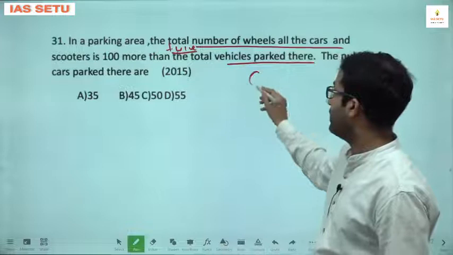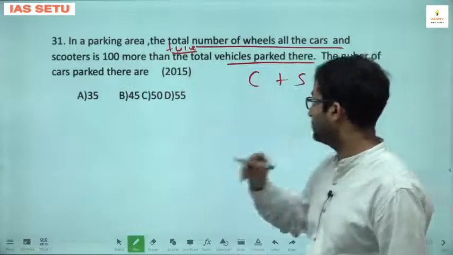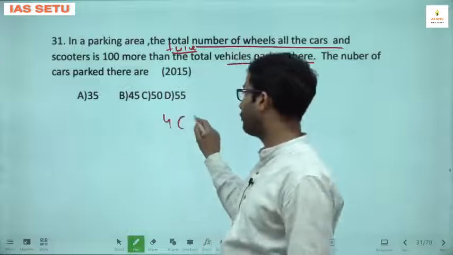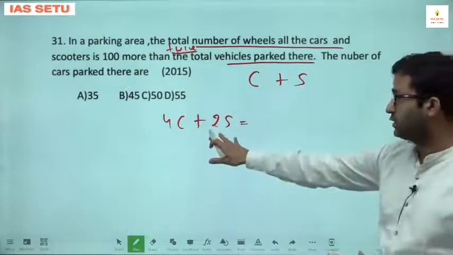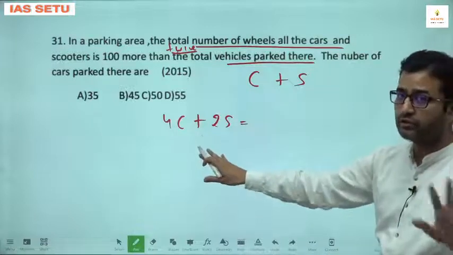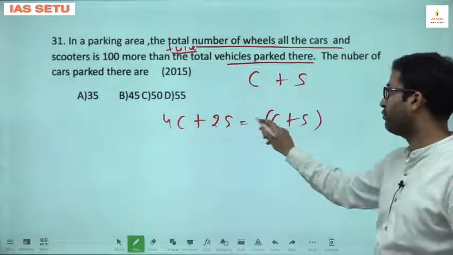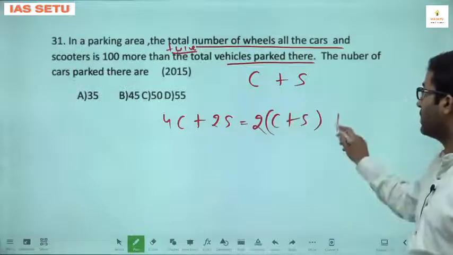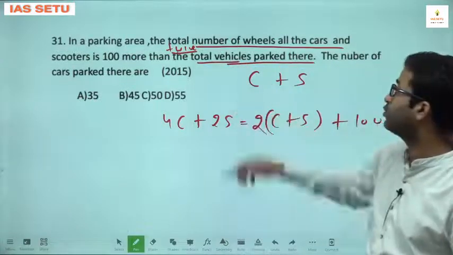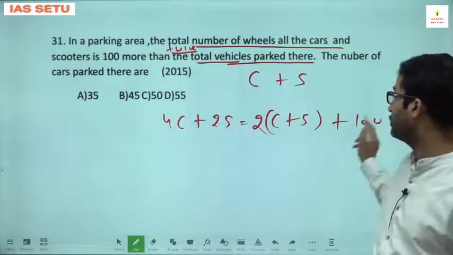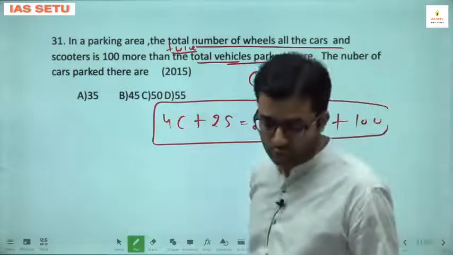So here I take the number of cars parked as C, the number of scooters parked as S. Every car has 4 wheels, a scooter has 2 wheels. So the number of wheels is twice the number of vehicles plus 100. So it is 100 more than twice the total vehicles parked there. This will be the equation. So just make one correction: this is twice the total vehicles parked there.